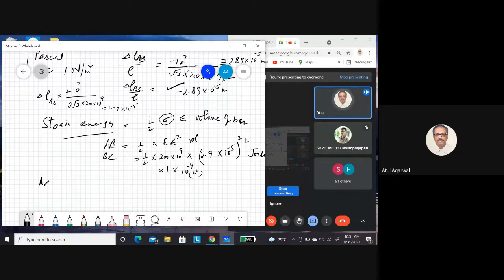In bar AC, what is the energy? Half into 200 into 10 power 9. Now your strain is half of that. Your stress was half, the strain is also half of that. So basically, whatever is the answer here, you divide by a factor of 4, because it is proportional to strain square. If your strain is half, then energy becomes 1 by 4. Can you calculate this energy? Anybody? Can you give me the answer?